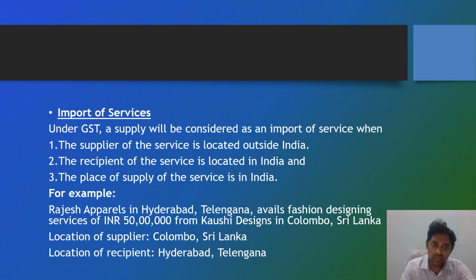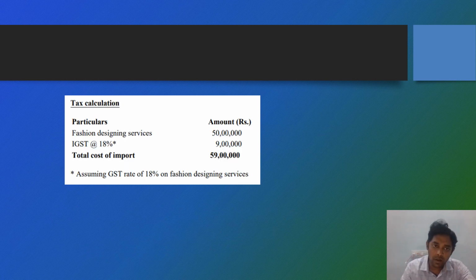Import of services. Under GST, a supply will be considered as an import of service when the supplier is located outside India, the recipient is inside India, and the place of supply is in India. For example, Rajesh Apparels in Hyderabad, Telangana avails fashion designing services of 50 lakh rupees from Kaushi Designs in Colombo, Sri Lanka. The location of supplier is Colombo, Sri Lanka, and the location of recipient is Hyderabad, Telangana. Tax calculations. Particulars: fashion designing services are 50 lakhs. IGST at 18%, 9 lakhs. The total cost of import is 59 lakhs.